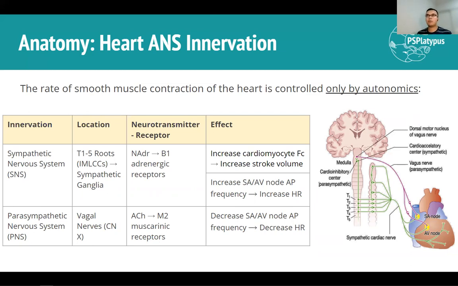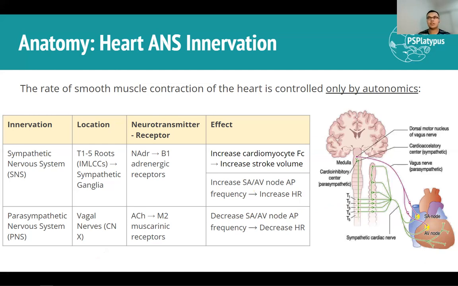So as we know, the heart is a bundle of muscle, and the rate and force of its contraction is controlled by the autonomic nervous system, which has two branches, a sympathetic and parasympathetic branch. The sympathetic nervous system, in terms of location, starts off with your T1 to 5 roots in the IMLCCs, which I think stands for the intermediolateral cell columns. And then it moves out via the white rami communicans to your sympathetic trunk, and then from there exits and lands onto your heart to either increase the heart rate via the SA and AV node, and also increase stroke volume by making the cardiomyocytes contract with more force.